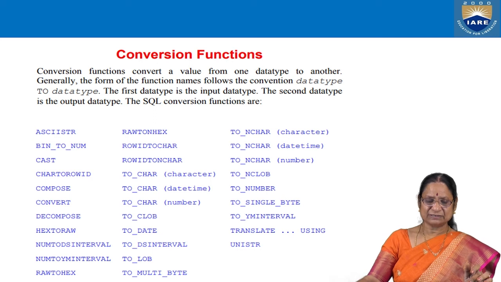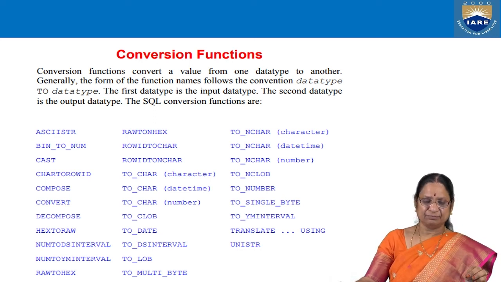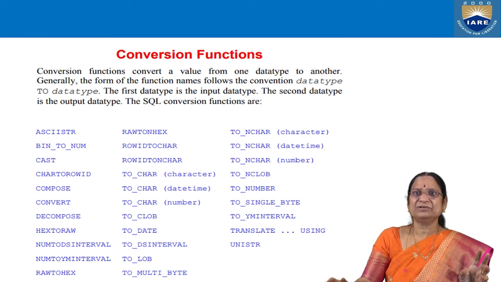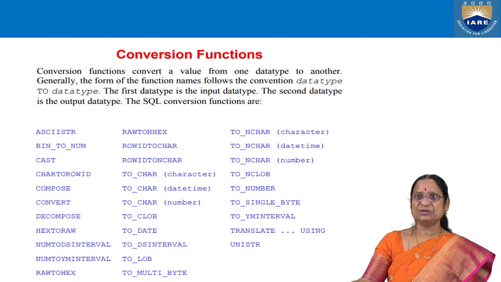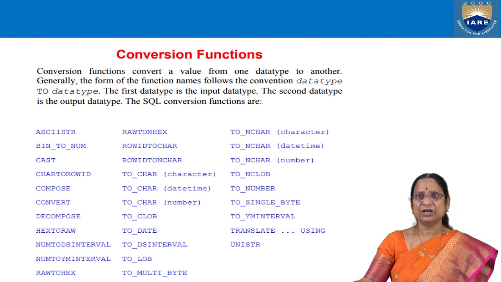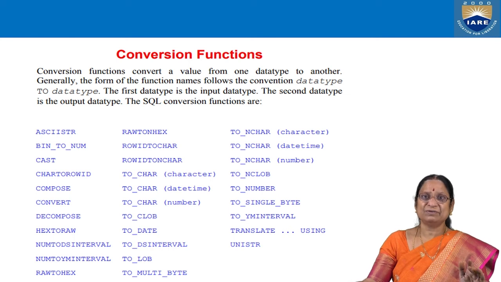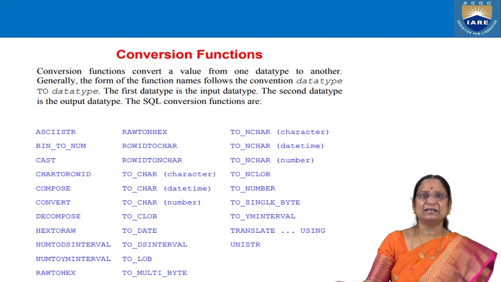Like that, various conversion functions are there: ASCII to string function, bin to number, cast function, compose, convert, decompose, hexadecimal function, TO_CHAR number, TO_CHAR date. Similarly, TO_DATE functions are there. Multiple conversion functions are there, such as string function and unstring function, and how to convert into long objects and large objects. Various functions are supported by SQL. So whenever we would like to use some function, go through the whole list of functions supported by SQL and choose the needed function.